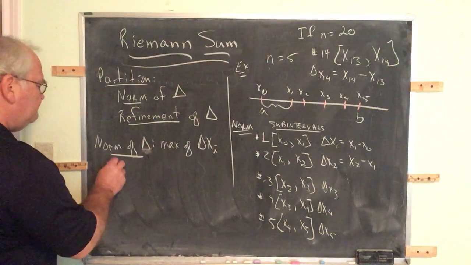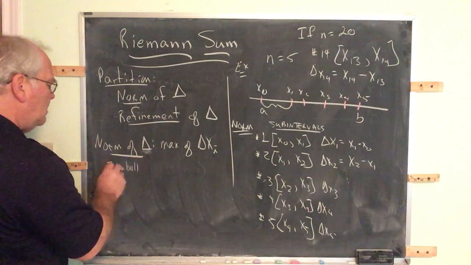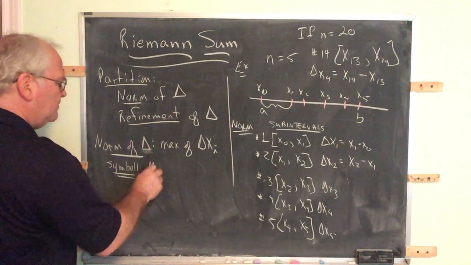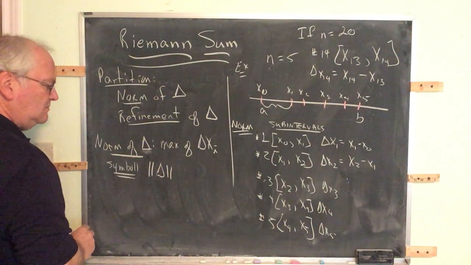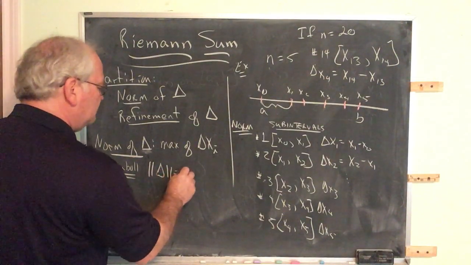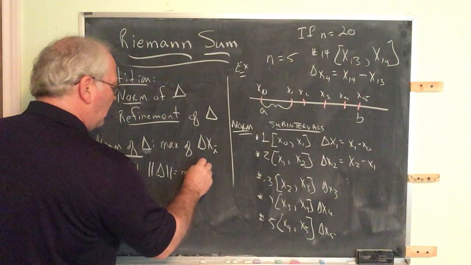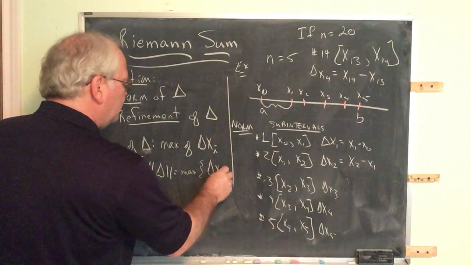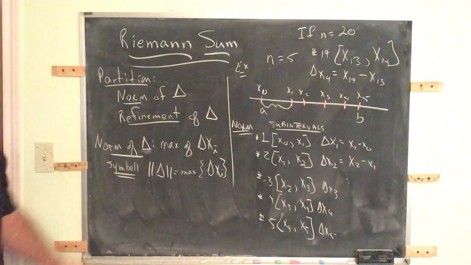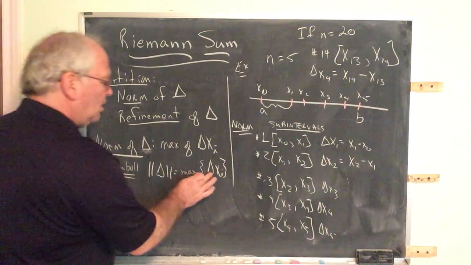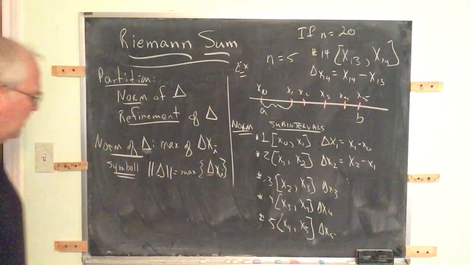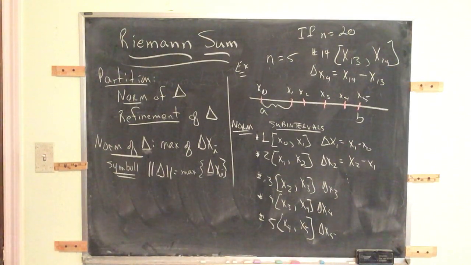Now the symbol for the norm is double absolute value bars. So this is the maximum of all the delta x sub i's, whichever the largest one is. If there's a tie, you simply choose the larger value and ignore the tie. All right. So that's the notion of a norm of a partition.